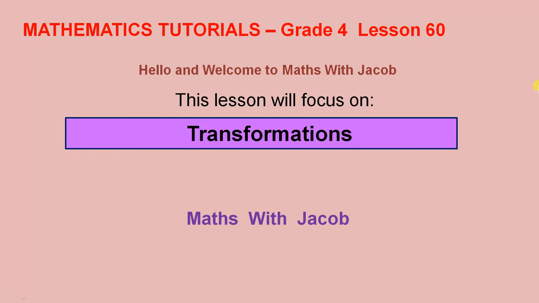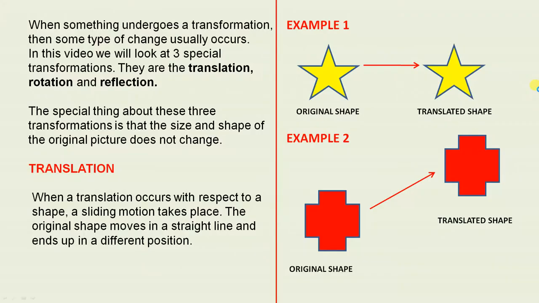This lesson will focus on transformations. When something undergoes a transformation, then some type of change usually occurs. In this video, we will look at three special transformations. They are the translation, rotation, and reflection. The special thing about these three transformations is that the size and shape of the original picture does not change.